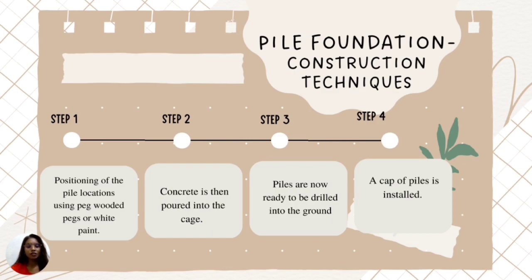The steel reinforcement is placed before the pouring of the concrete. Then the concrete is allowed to set. After that, the piles are now ready to be drilled into the ground. Drilling, named as auger, can be used for this purpose. Finally, once the piles are driven into the soil, a pile cap is installed. The caps of several piles can be joined together or they can be separately placed.